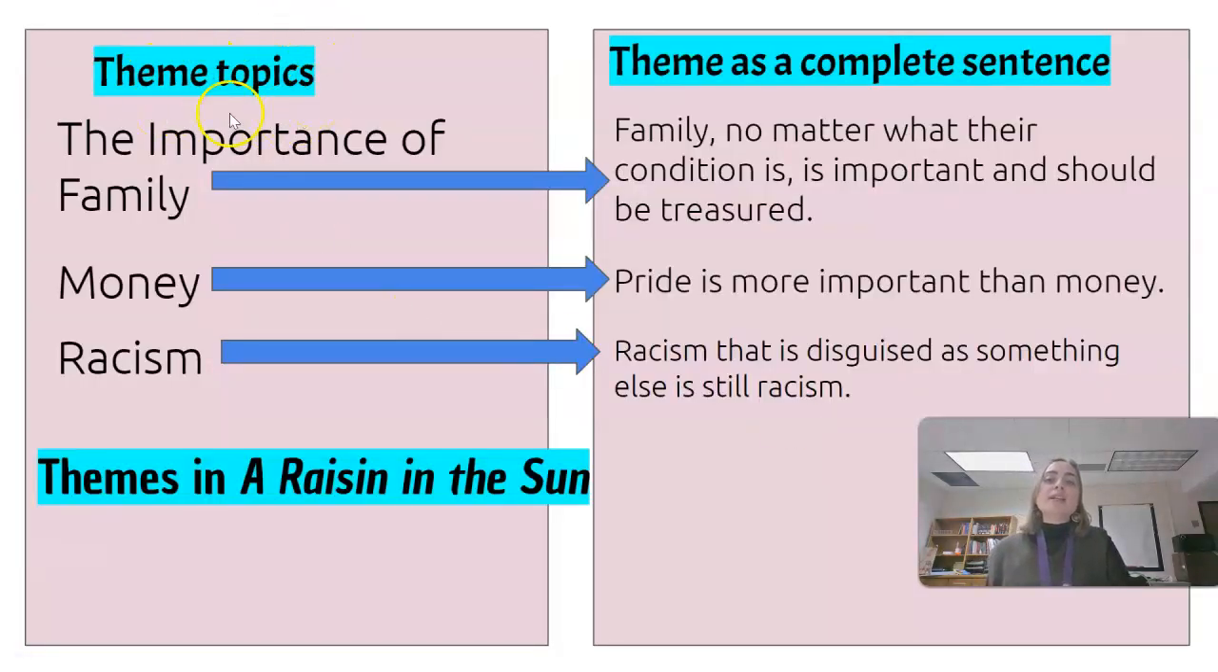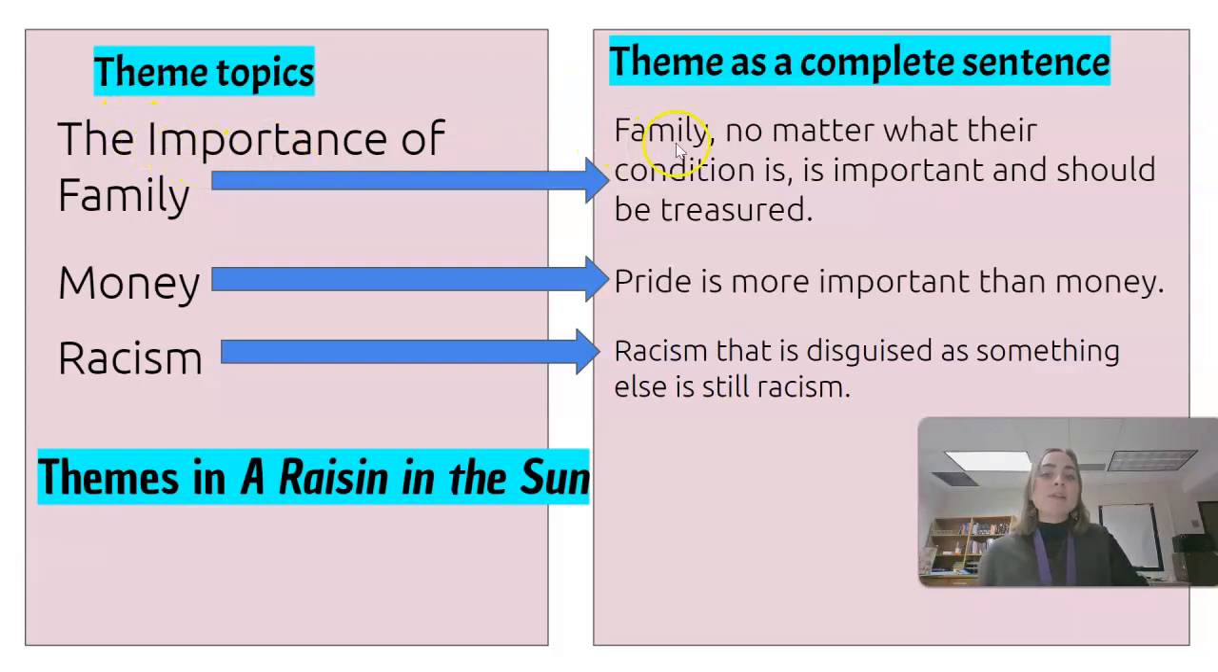So themes are often written as topics, like the importance of family, or money, or racism. These are themes from A Raisin in the Sun. But a really important part of understanding a theme is thinking about what message the author is trying to teach us about this topic. So after reading A Raisin in the Sun, what message did we actually learn about the importance of family or money or racism? In order to write that out as a complete sentence, we're going to answer that question. What message are we learning about this topic?